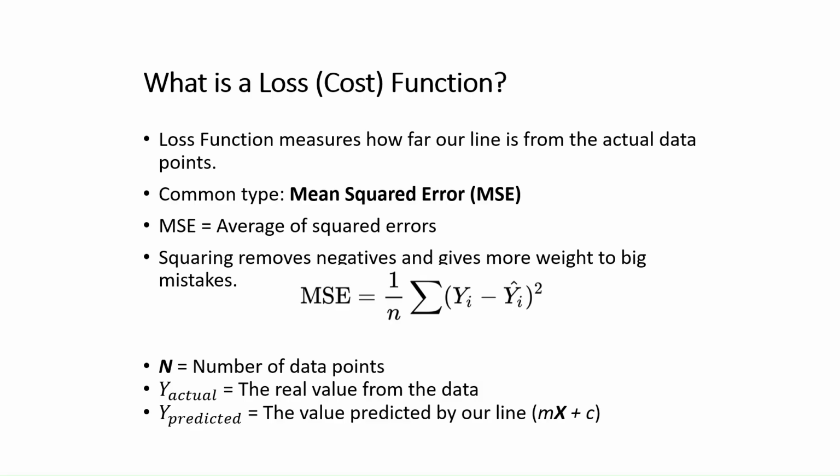In our next slide is what is a loss or cost function. To measure total error for all points, we use a formula. Here I am giving the formula MAE = (1/n) Σ |y_i − y'_i|, where y_i is the actual value and y'_i is the predicted value. Here n is the number of data points, y actual is the real value from the data, and y predicted is the value predicted by our line.